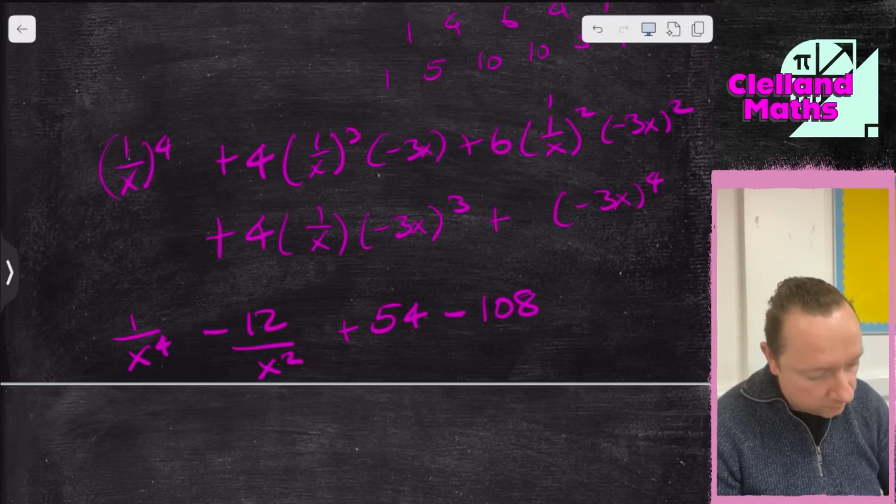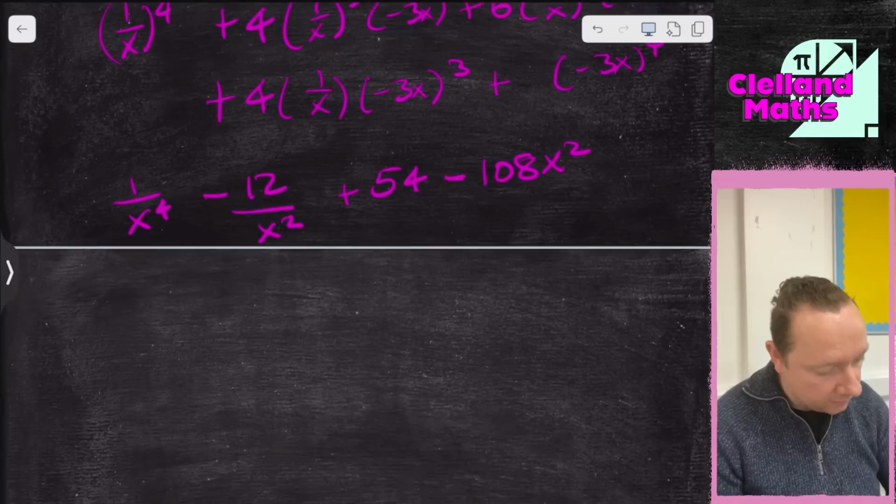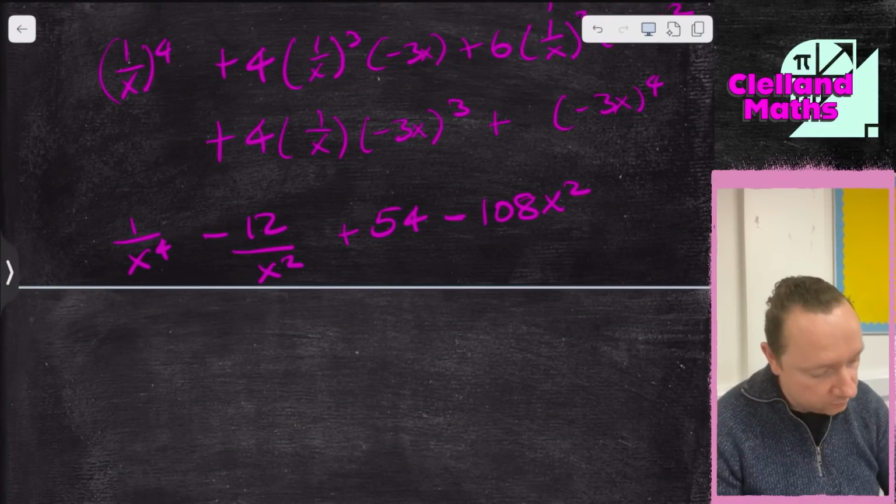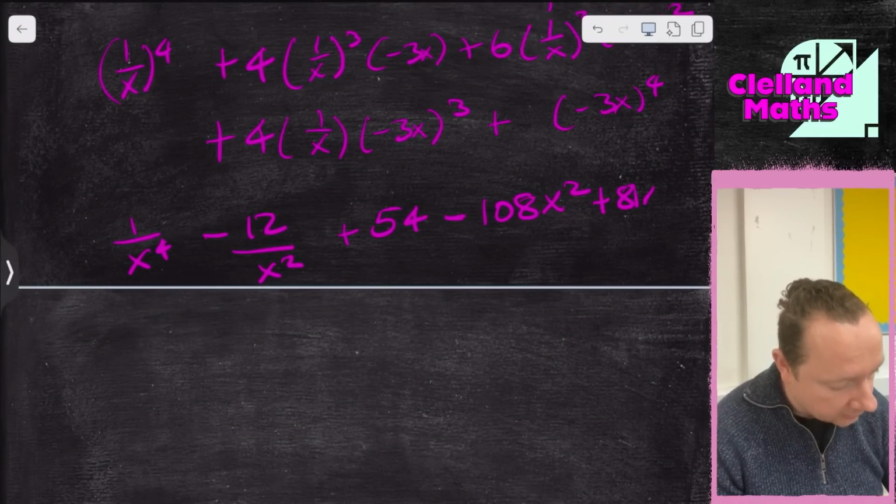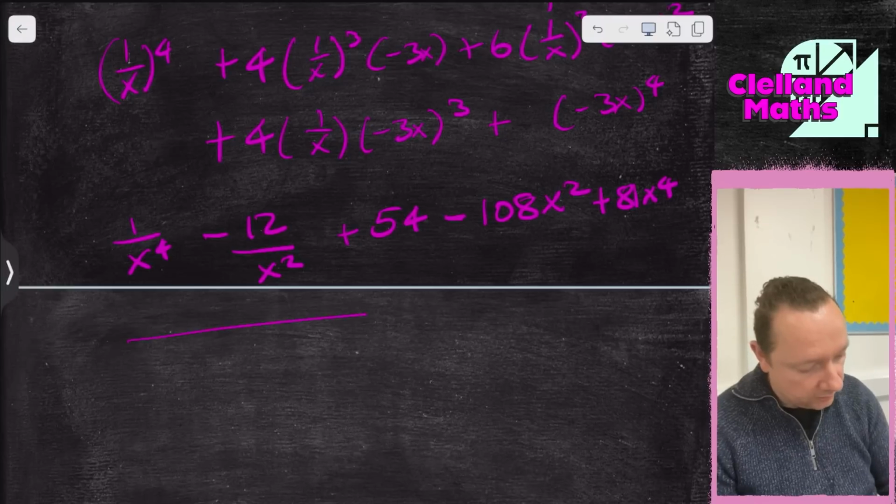X cubed on the top divided by x is x squared. And then finally, 3 3s is 9 times 3 is 27 times 3 is 81. So plus 81x to the 4. And I'm pretty sure that we can just leave it like that.